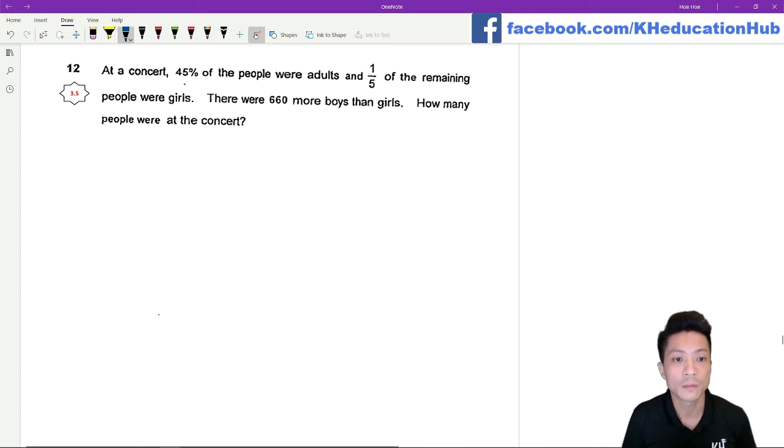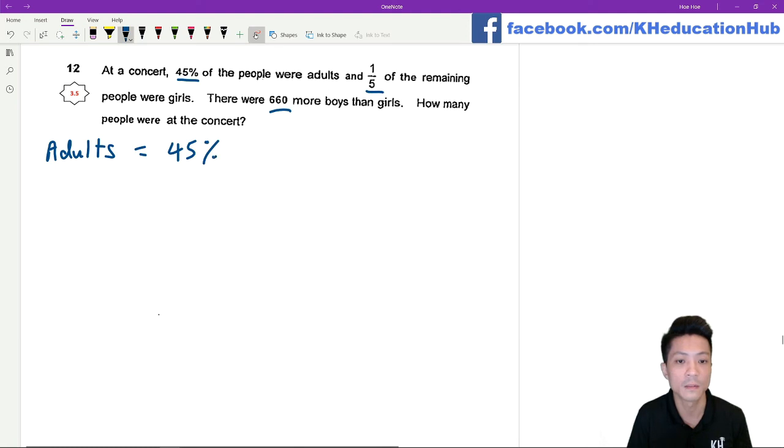Question 12. At a concert, 45% of the people were adults. 1/5 of the remaining people were girls, and there were 660 more boys than girls. Okay, so how many people were at the concert? If adults equals 45%, which means that the children will be 55%.